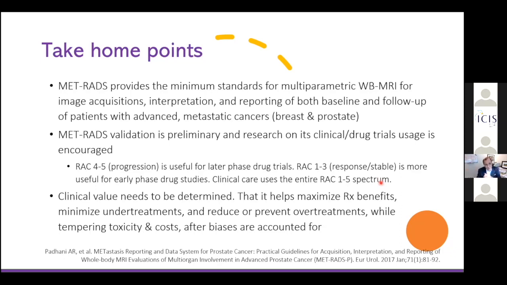However, we need to remember that clinical value still needs to be determined compared to bone scans and CT scans. Will it truly maximize treatment benefits? Will it minimize undertreatments? Will it enable faster treatment switching and so help patients in the longer term? Will it temper costs and toxicity? Do we know all of this stuff? I don't think we do at the moment.